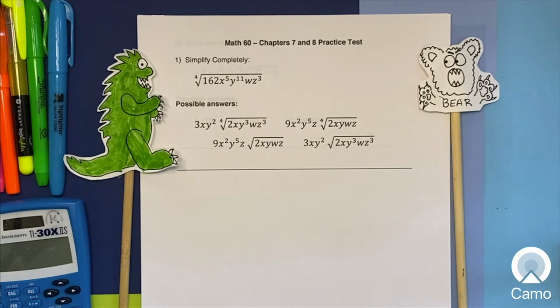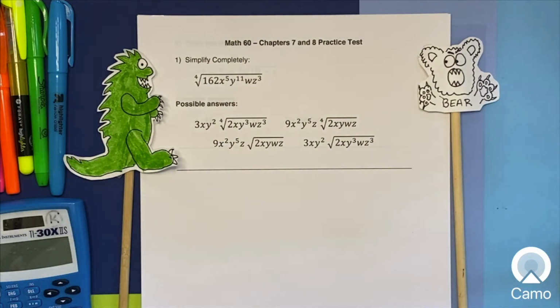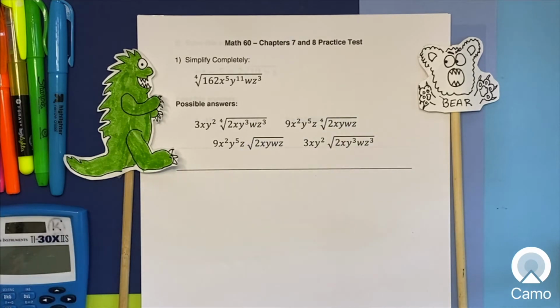Woohoo! We are here and we are going to be going on a walkthrough of the Math 60 chapters 7 and 8 practice test. Woohoo! I'm going to encourage you to have your calculator ready. This is going to span both chapters 7 and 8.